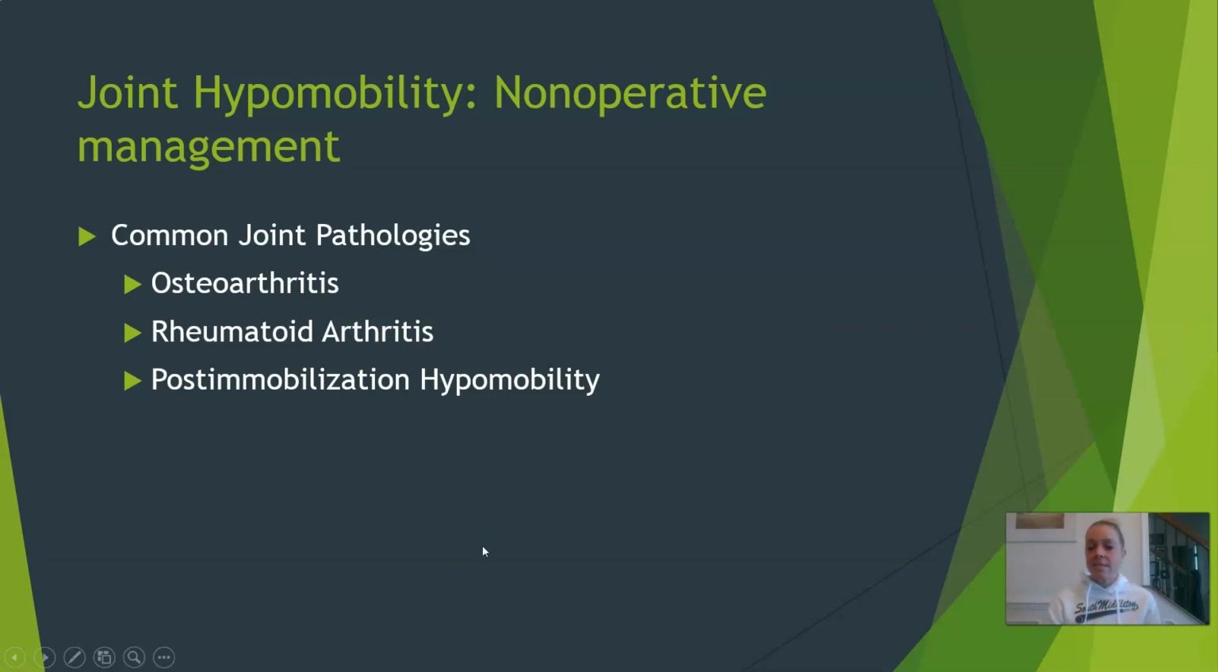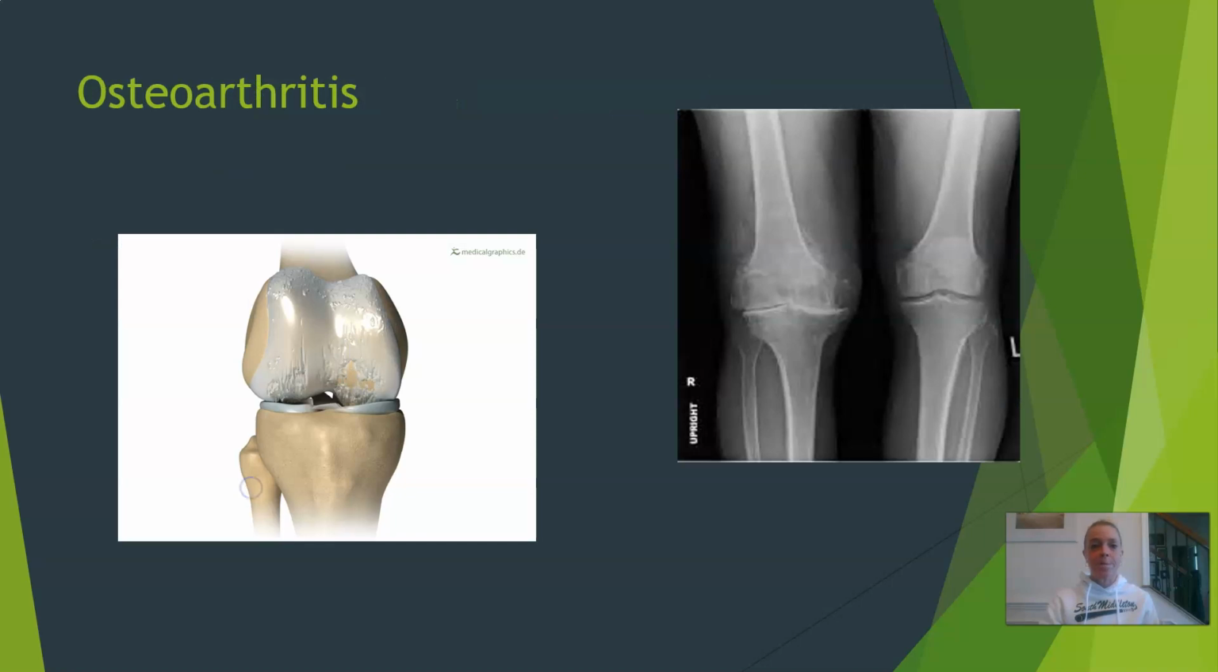Okay, so let's get into some conditions of the knee. So joint hypomobility, and we're going to start with non-operative management. Typically when we start talking about hypomobility of any of the joints, we're going to talk about osteoarthritis. Rheumatoid arthritis can also occur at the knee, and we'll talk about stiffness due to post-immobilization situations as well.